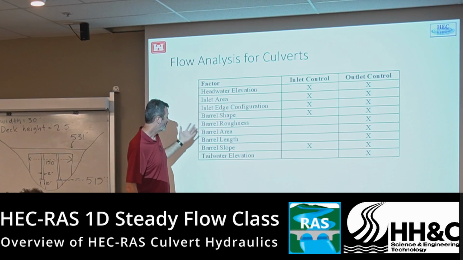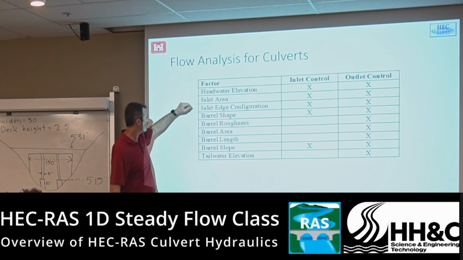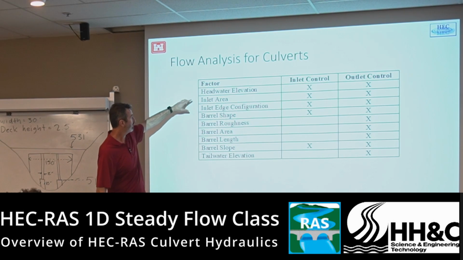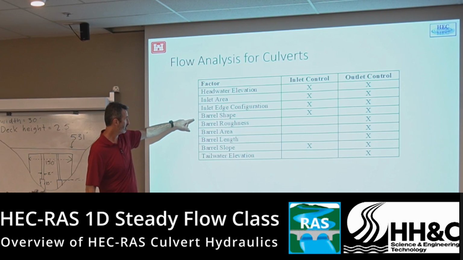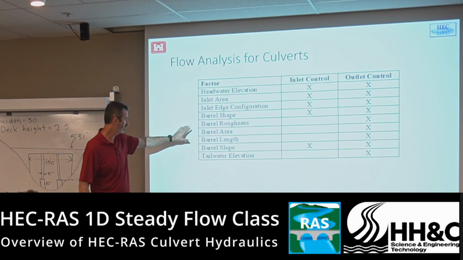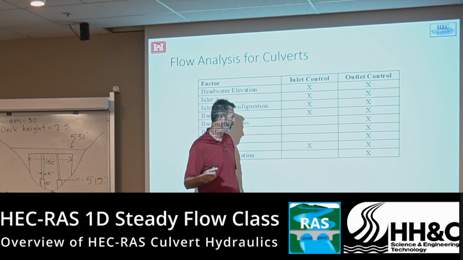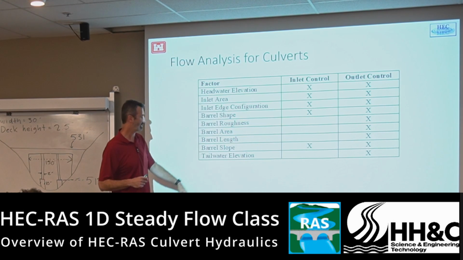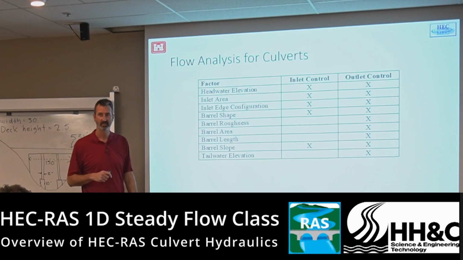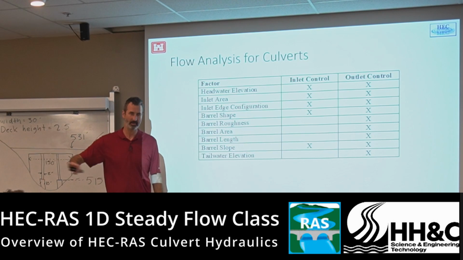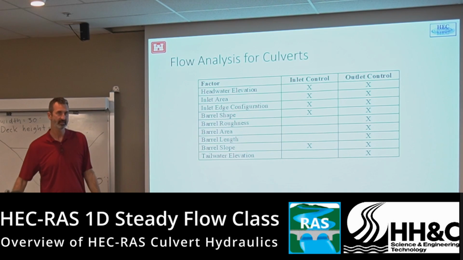In that situation, what affects the upstream answer? The headwater elevation will be controlled by the inlet area, inlet configuration, and barrel shape. But things like barrel roughness, barrel area, and barrel length, those are not. It seems like barrel slope should be not checked there too, but we'll talk about why that is. All this stuff is what happens downstream. So when I start making statements like it doesn't matter what happens downstream, where's another place when that comes up?